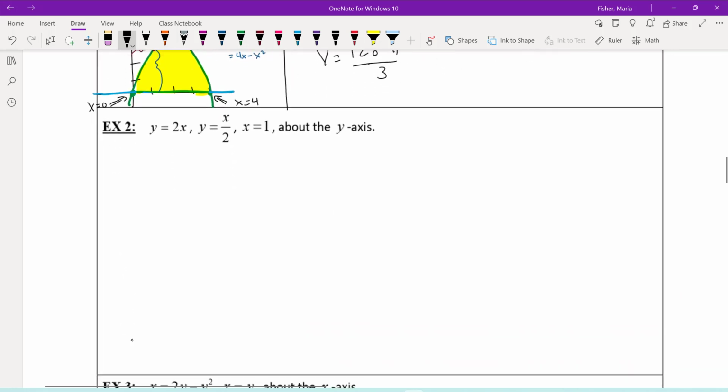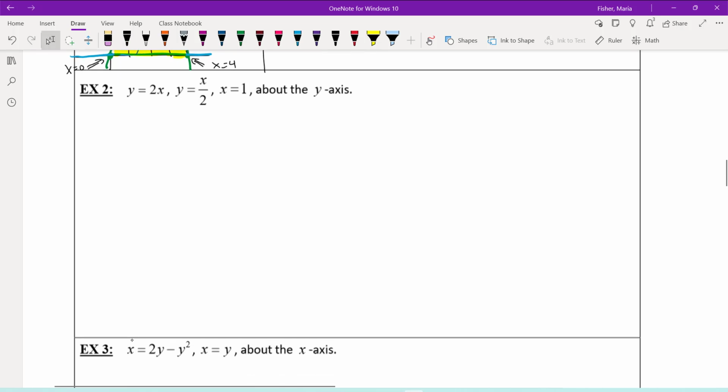Let's look at example 2. Example 2 is y equal 2x, y equal x over 2, x equal 1. So that's my region, and I'm going to rotate that region around the y-axis. The y-axis is vertical. Since it's vertical, I know I need to integrate with respect to x.